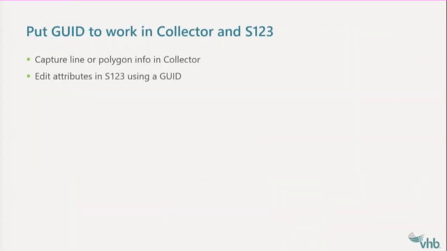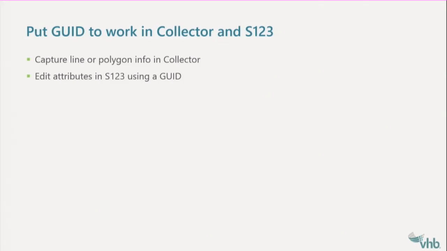What you can also make use of is GUIDs. Since Survey 123 is not really line or polygon centric right now, what you can do is use Collector to collect that information. And when you publish that service, make sure you add a GUID to that service.